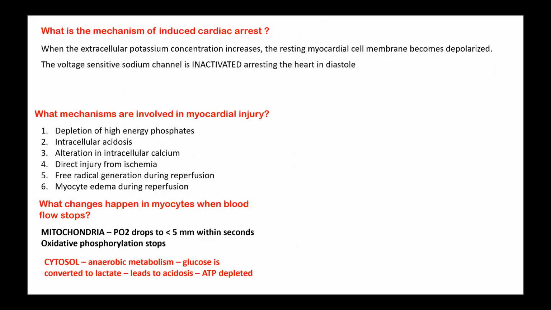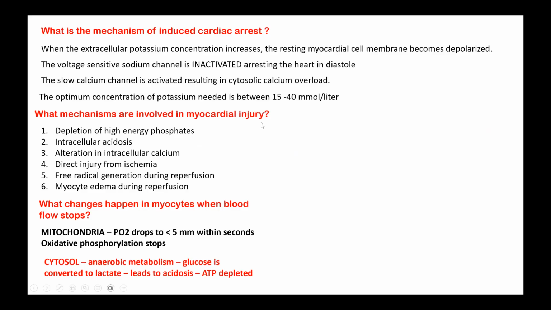So the resting membrane potential is altered, which will inactivate the sodium channels, which will not allow the sodium to enter. The calcium channel is activated, resulting in cytosolic calcium overload. The optimum concentration of potassium needed for all these changes is about 15 to 40 millimoles per liter. So we have a high potassium containing solution which is used as cardioplegia to arrest the heart in diastole. That is what is commonly done.